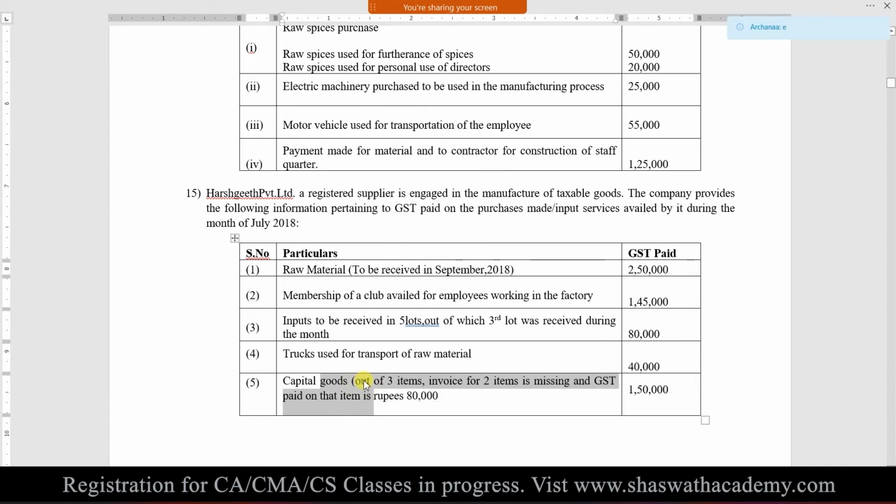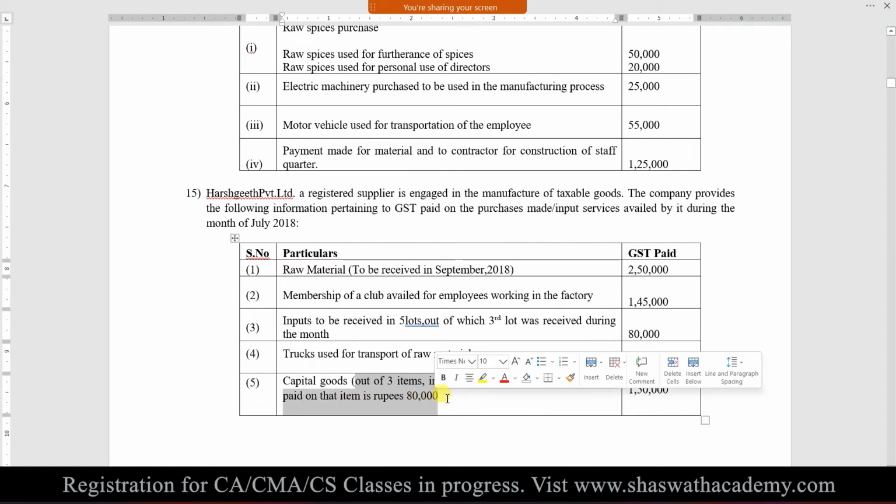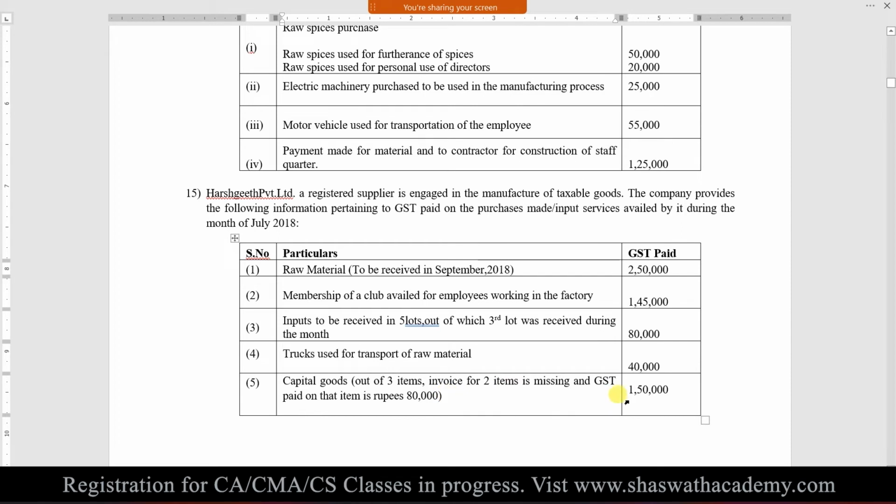Next one, capital goods. Out of three items, invoices for 2 items are missing, and the GST paid on such items is 80,000 rupees. Total is 1.5 lakhs. Of the 1.5 lakh, 80,000 worth invoices were missing. So what do you do? 70,000 only eligible. Excellent. You are eligible for only 70,000. You are not eligible for the rest.